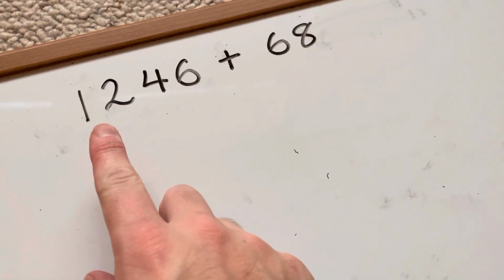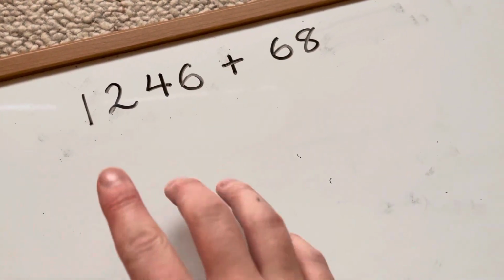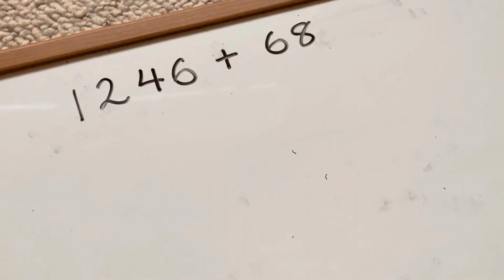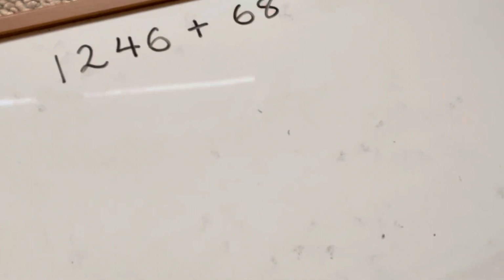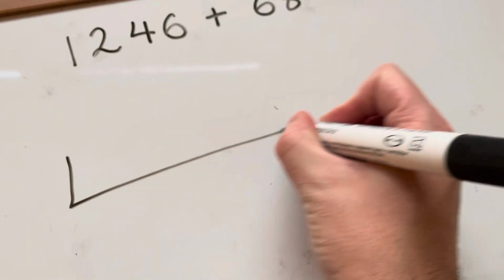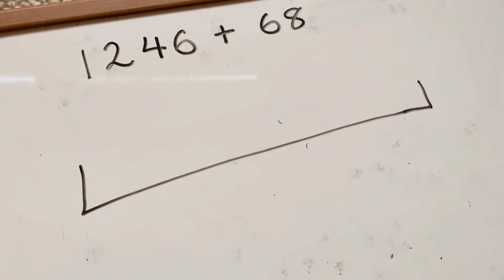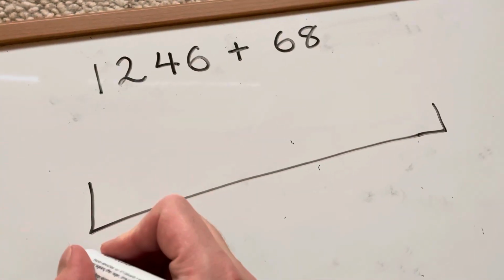So we've given you 1,246 add 68. These values are miles apart. Let's see if working with friendly numbers is going to be quicker for us. So again, start with your blank number line. I'm going to start with the bigger value, so I don't need to add that on.